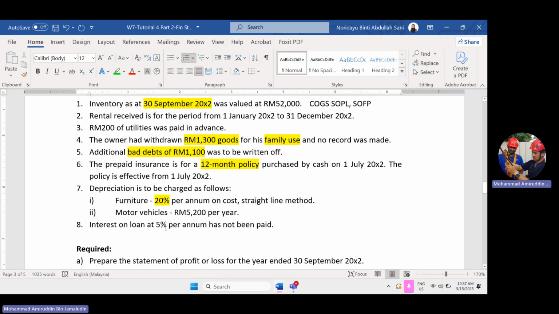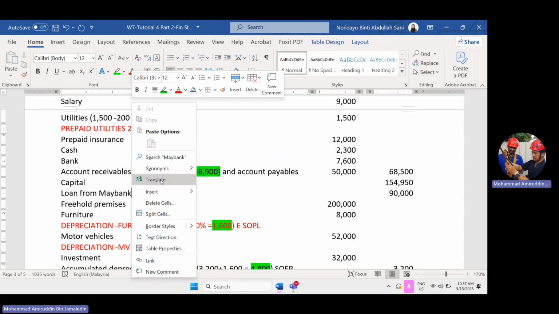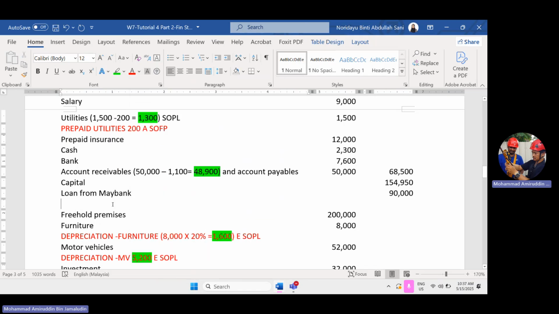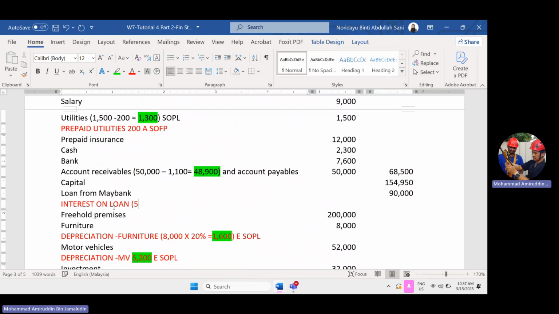And the last one, interest on loan. Not yet paid. So we have accrued interest loan, 5%. Where is loan here? So our interest on loan, not yet paid, meaning, of course, it's not inside your trial balance. Interest on loan, we compute first. Interest on loan, 10% just now? 5%. Then multiply 90,000, the cost of the loan. So 4,500.